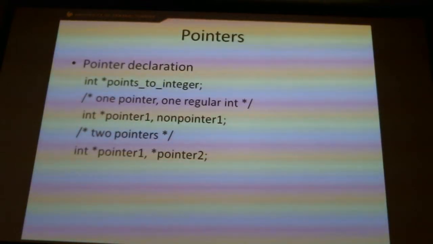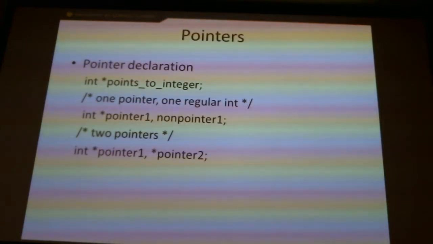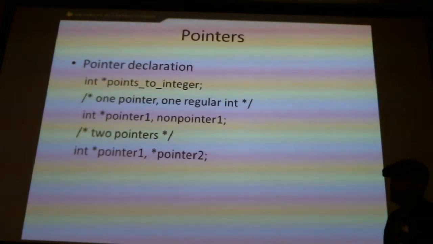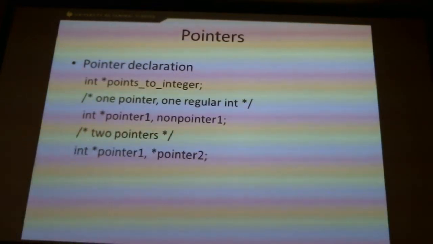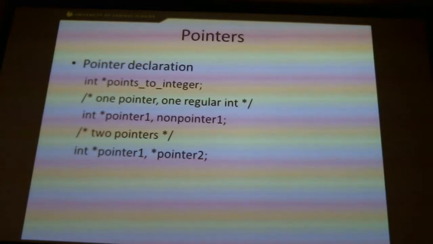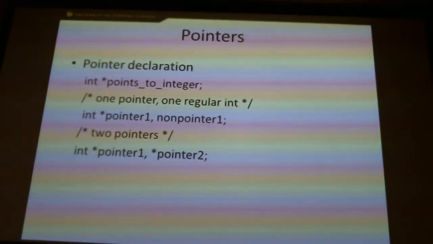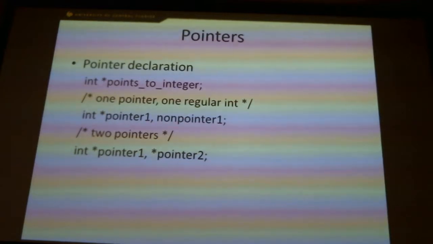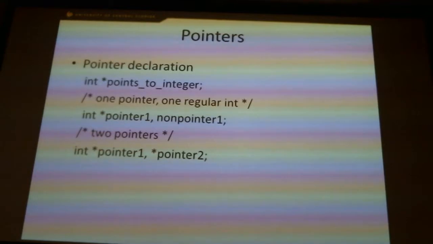So the first one is just a pointer. The second one here, the int, I have my splat pointer, comma, a non-pointer. Okay? So what that is doing, the first one is actually a pointer of type integer. The second one is just a variable of type integer. And then the third one here is just two pointers being declared. You notice they both have that splat in the name.